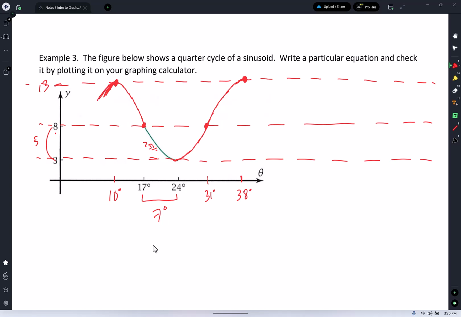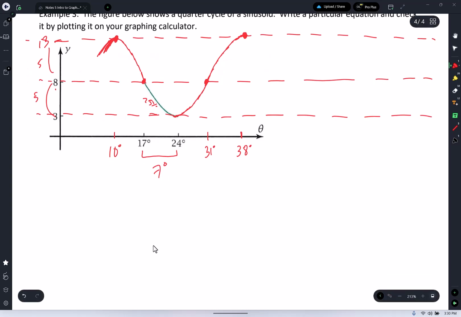How did I know it was 13? Oh, the difference between 8 and 3 is 5. So the difference between 13 and 8 better be 5 as well. Does that make sense? Okay. Are we okay so far, guys? Okay. Here we go. The period.